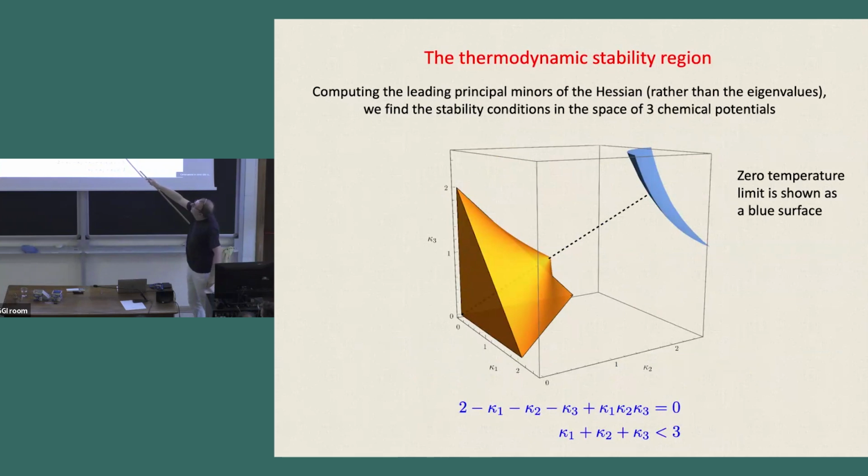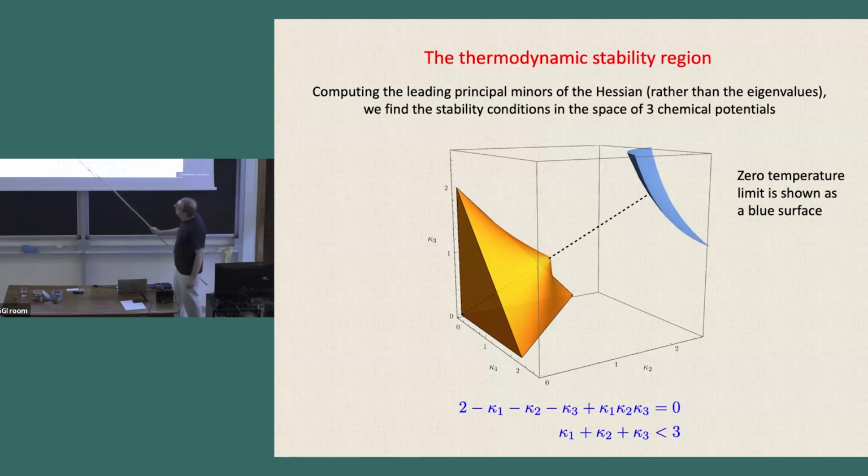So you have to compute the leading principal minors of the Hessian. Actually, it's interesting. If you try to compute eigenvalues, it's algebraically such a mess that it's almost impossible to deal with. But the leading principal minors are very simple, and this is some of them, right? So then we find the stability condition in the space of 3 chemical potentials.